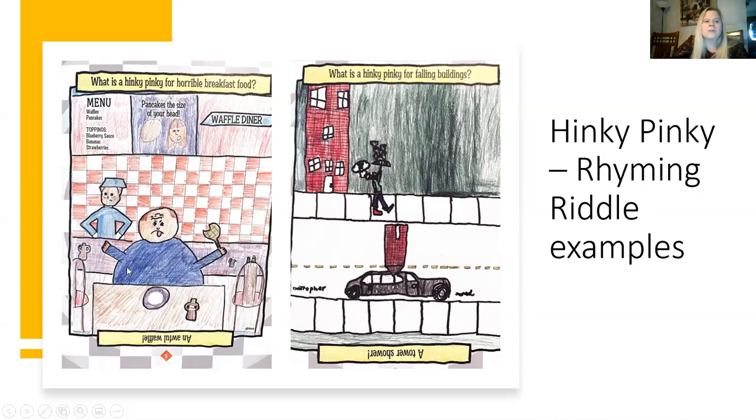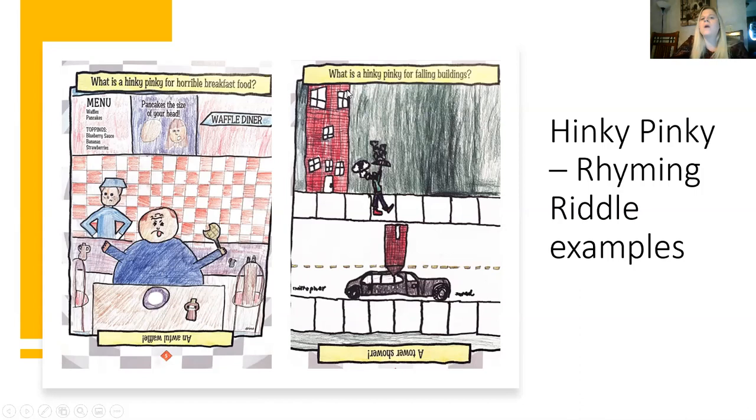They're giving you some clues. And look at how they wrote their answer. They wrote it upside down so that it's not easily read by the reader, so that they can't just look down there and get the answer. You want your reader to try and guess. And the answer for what is a hinky pinky for a horrible breakfast food? An awful waffle. Awful and waffle are two-syllable words, so they used hinky pinky. If it was a one-syllable word, they would have said, what is a hink pink? And if it was a three-syllable word, they would have said, what is a hinkety pinkety?